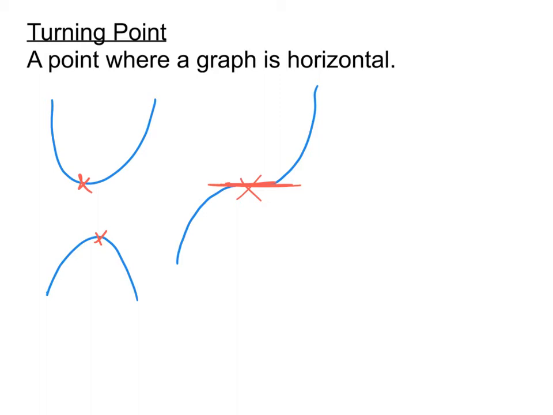So that would also be considered a turning point, which is why we define it as the point where the graph is horizontal. And then as we go forward, we're going to see graphs that have lots of those kinds of points on them, where the graph would be considered horizontal because it's turning. And as we get to know the number of turning points on a graph, it helps us to start recognizing what type of polynomial we're looking at on any given graph.